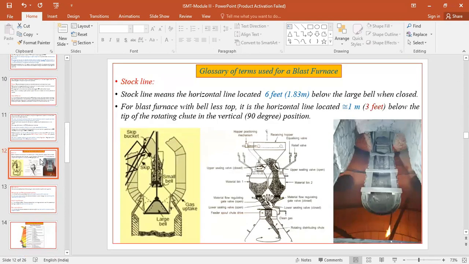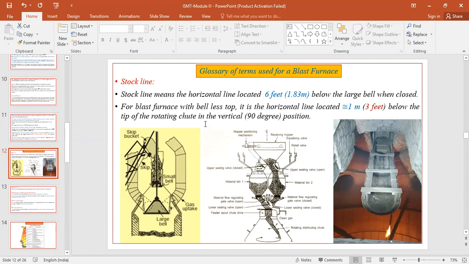We will see some of the terminologies which we basically use in the blast furnace region as far as the dimensions of the blast furnace and its parts are concerned. First one is the stock line. Stock line means the horizontal line located. Here I have mentioned the definitions for stock line with respect to both the belt type and beltless charging systems.